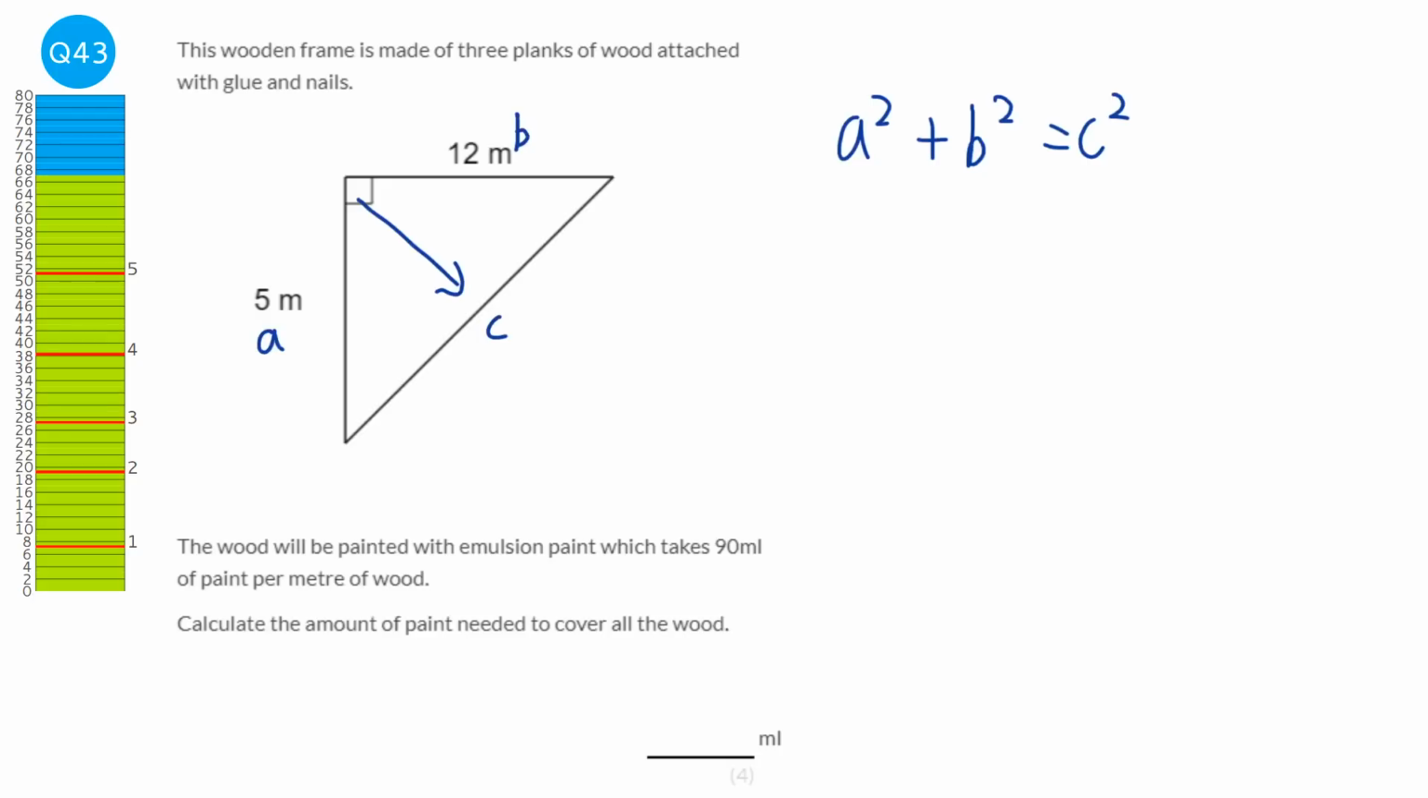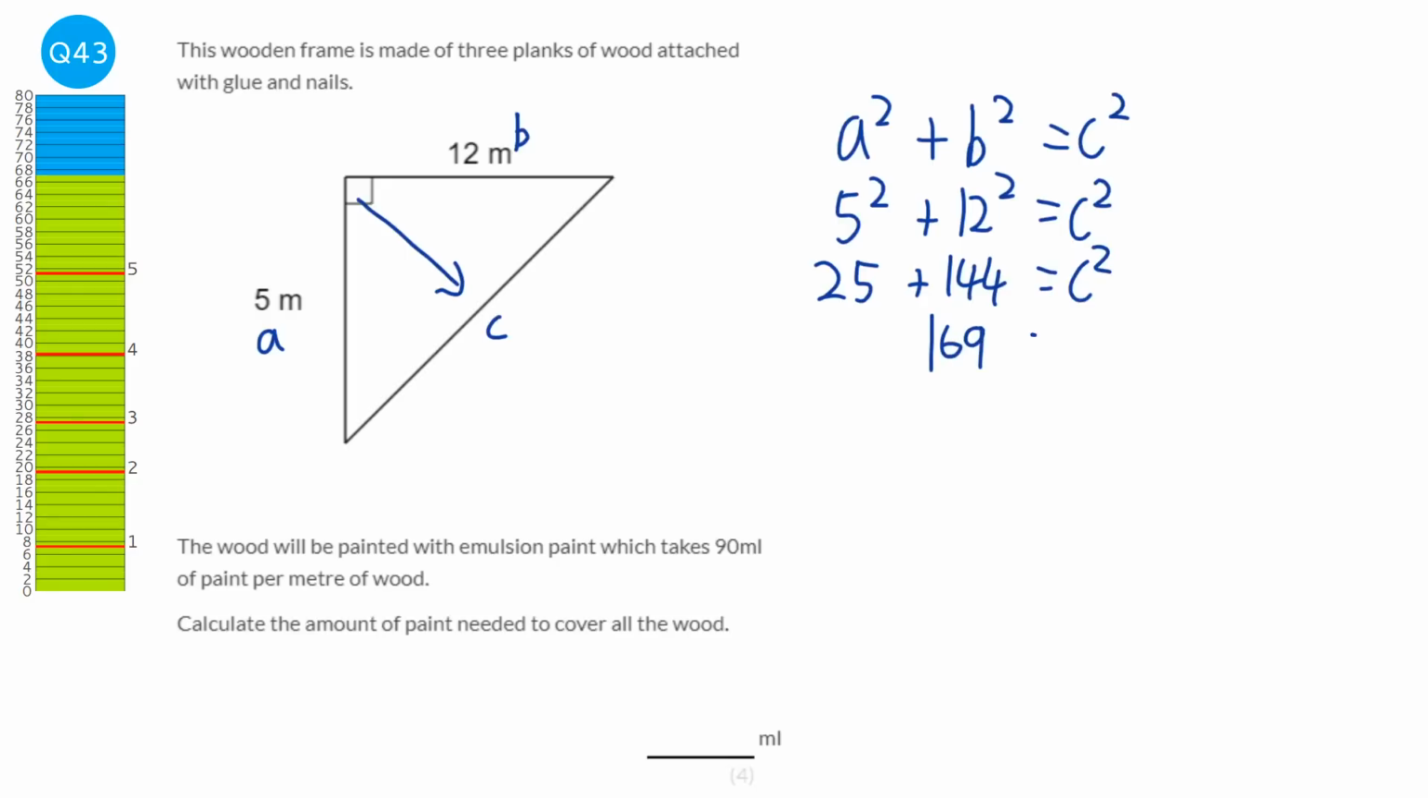So a is 5, so it'll be 5 squared plus 12 squared equals c squared. 5 squared is 25, 12 squared is 144. And so 25 plus 144 is 169. Now that's c squared, so we need to solve here, and the way to solve is just to square root both sides. And so it would be 13 equals c. Because it's distance, we don't worry about the negative 13, so just the positive 13.